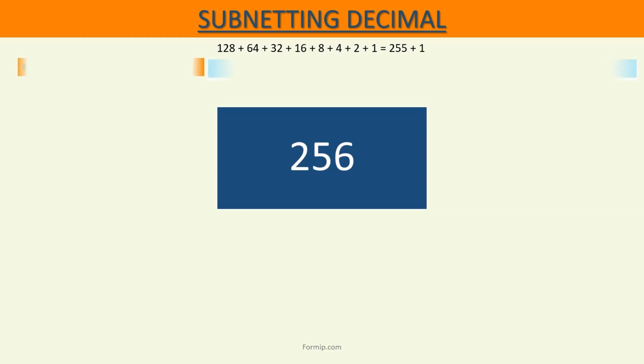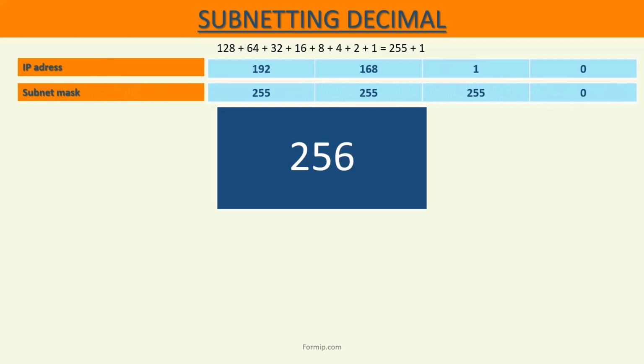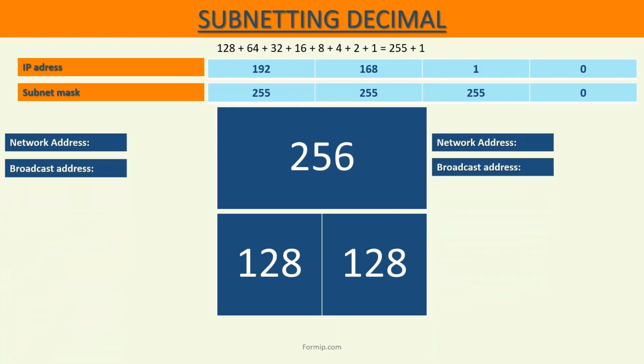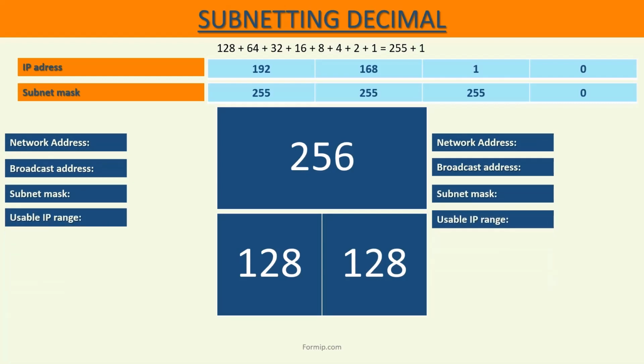As an example, we will use the 192.168.1.0 network with a mask of 255.255.255.0 that we want to divide in 2. So we take the block of 256 and simply divide it into 2. We now have 2 subnets for our Class C IP address. So all that is fine, but now we would like to know the network address, the broadcast address, the new subnet mask, and the IP addresses that can be used. And all this for the 2 subnets.